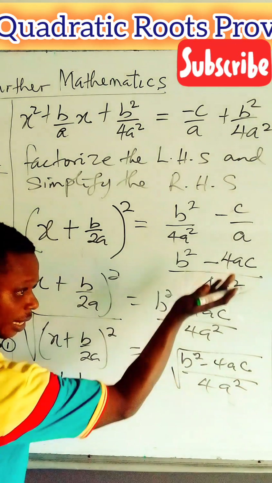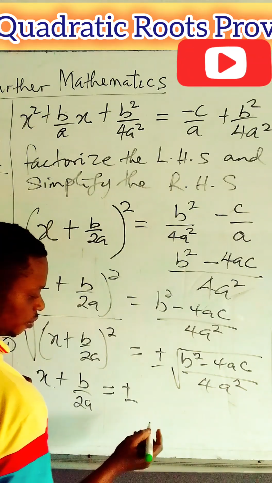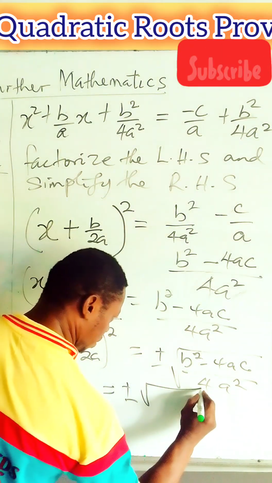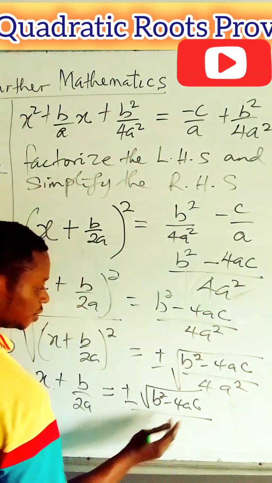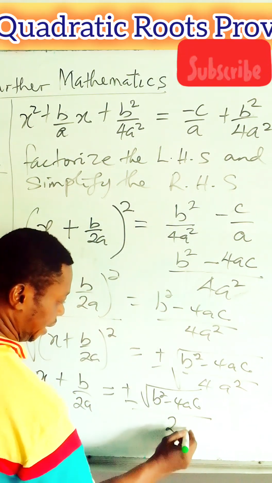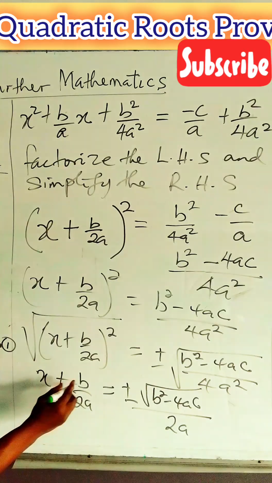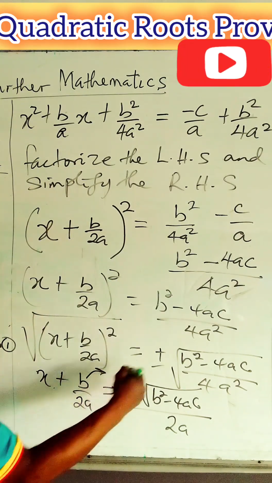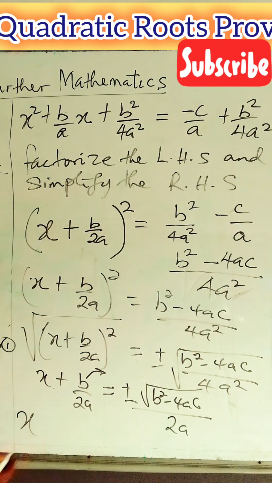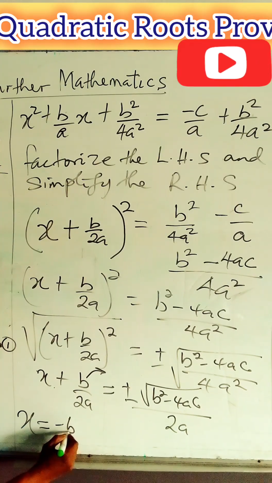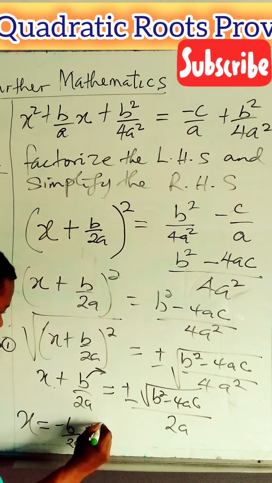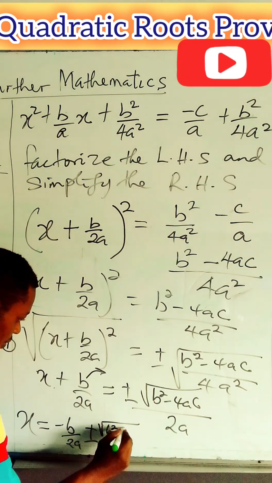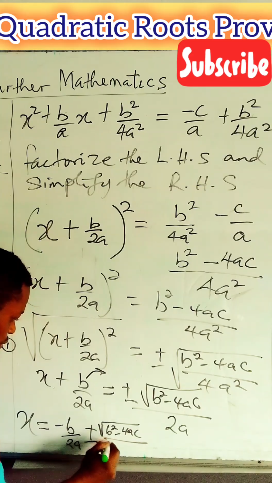The numerator here cannot be simplified in terms of square root, so we will keep the square root sign, b squared minus 4ac, all over the square root of 4a squared, which will give you 2a. At this point, we can transpose b over 2a to the right hand side. So the root, in terms of x, will be x equals minus b over 2a plus and minus root of b squared minus 4ac over 2a.